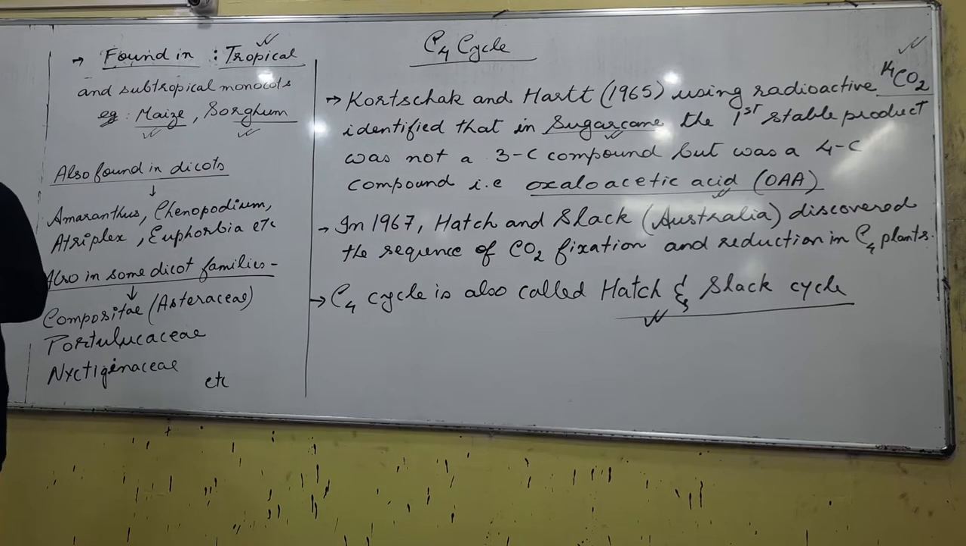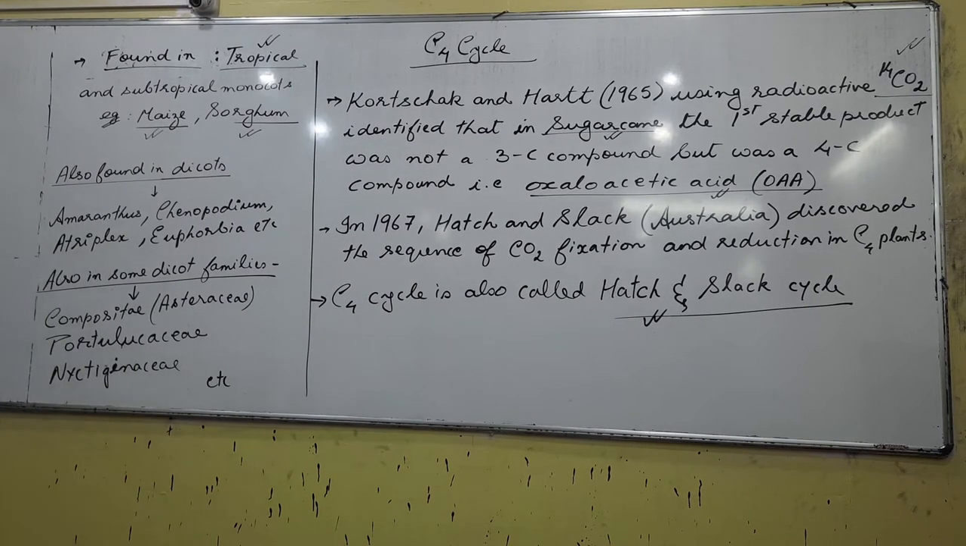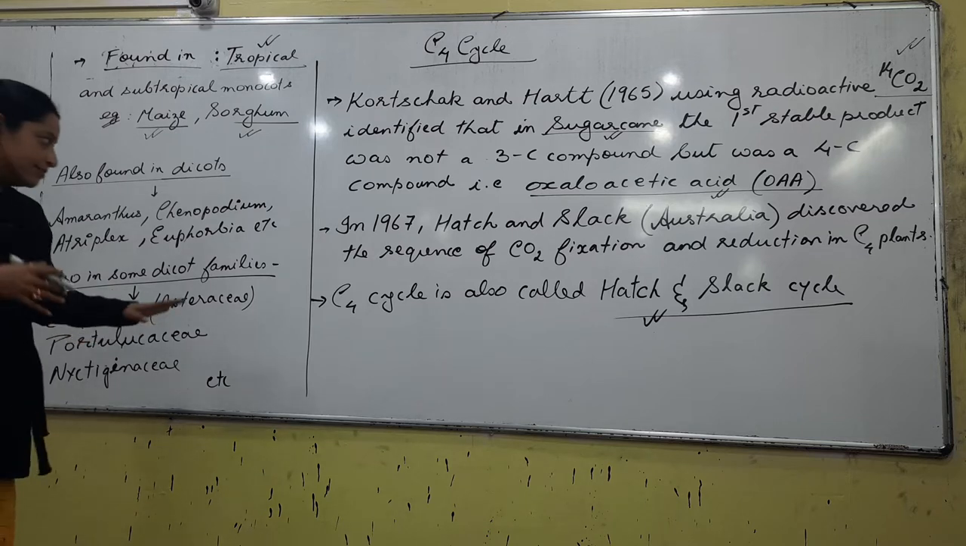Karan, up till now, the questions that have come are sugarcane or maize, right? So maybe the question could come: you have to identify the plant that shows the C4 cycle, and the option will have sugarcane. That's the way MCQs come.